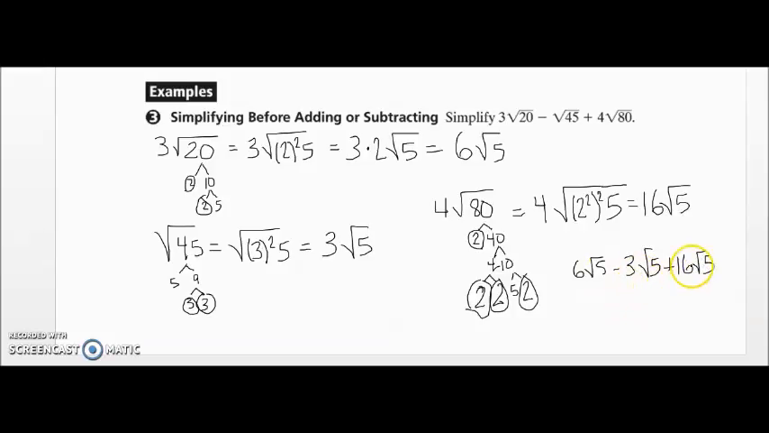All right, let's take a look at these three radicals. They all have the same index. They're all the square root. They all have the same radicand of 5. So that means these are like terms. We can combine them. So 6 of these minus 3 of these. 6 minus 3 is 3. Sorry about that. And 3 plus 16 is 19. So we end up with 19 of these square root of 5s.